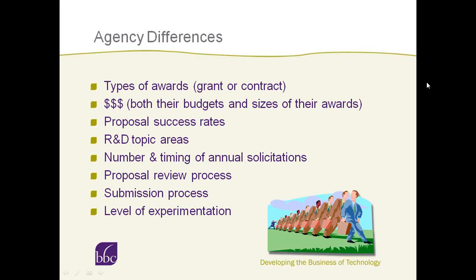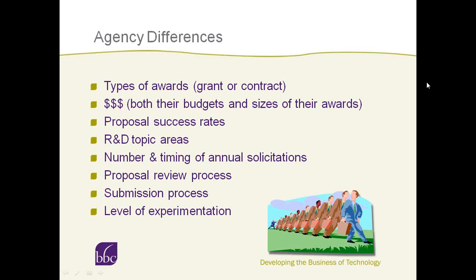And when I say level of experimentation, I mean the reauthorization by Congress of the SBIR and STTR programs allowed the agency some flexibility to try some new things. And different agencies are proceeding with that more rapidly than some of the others. So I'll point out when there are new things coming down the pike as we go along here.